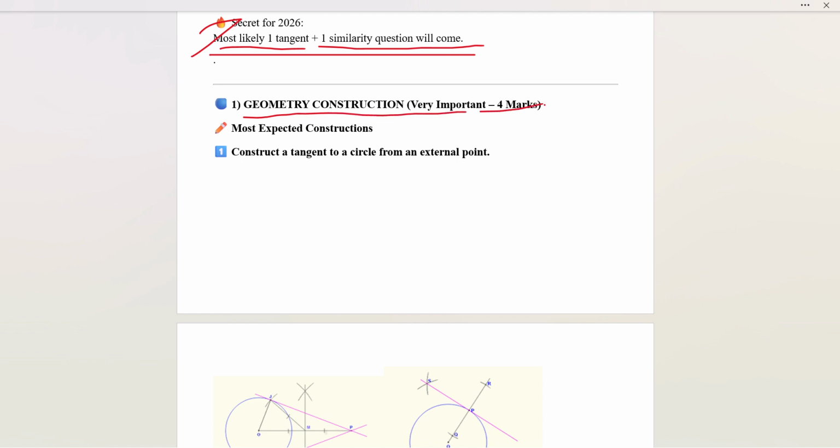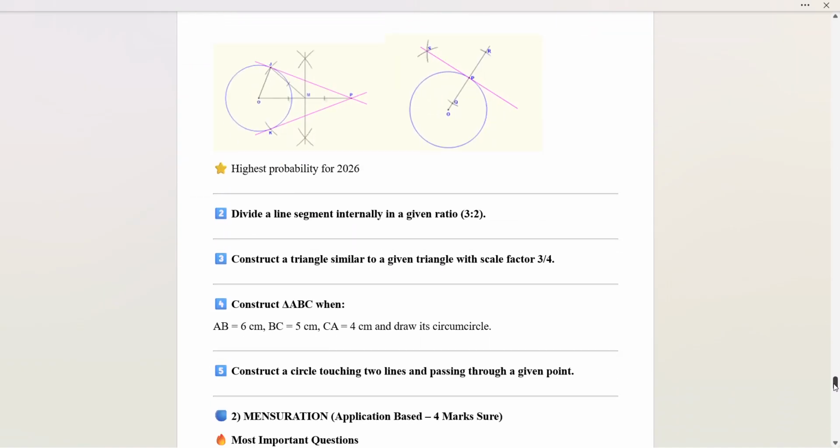It is very important and also 4 marks from here. Most expected constructions here. Construct a tangent to a circle from an external point. It is a most important and repeated question. See here, high probability for 2026.